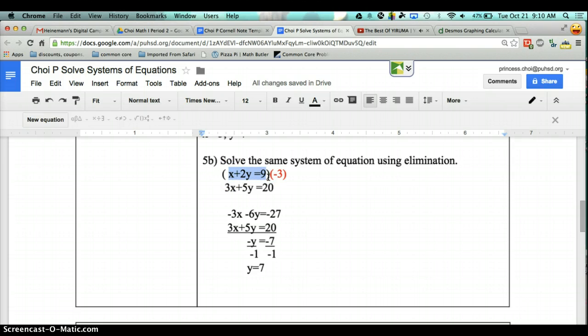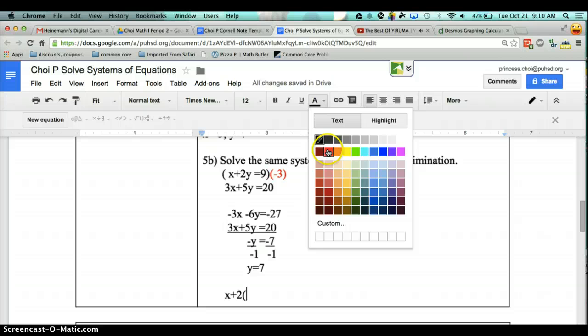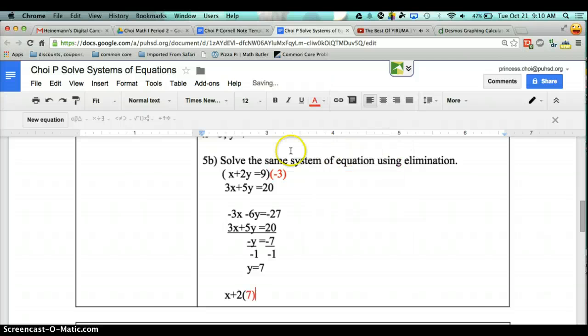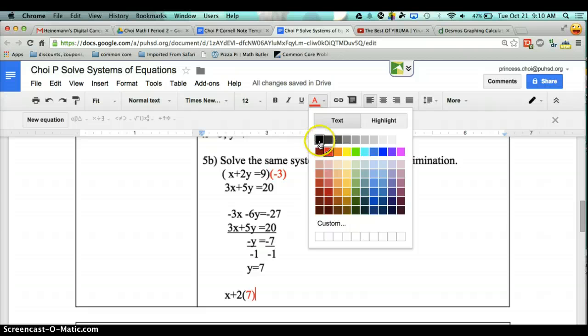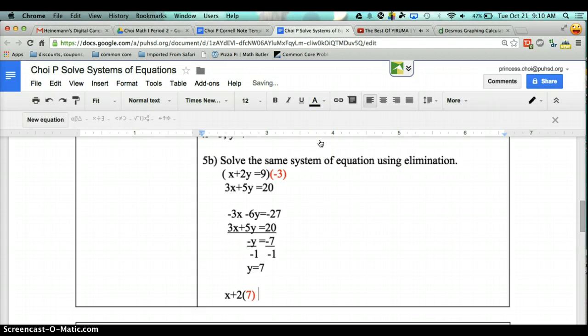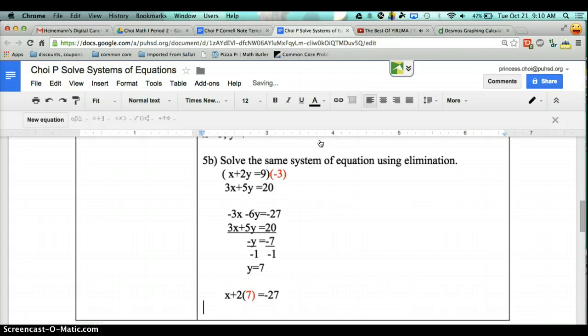Yeah, so I'm going to pick an equation, and I'm going to pick the top equation over here before we multiplied by -3. And instead of the y, I'm going to put the 7. So I'm copying x plus 2 times, and then y was 7, wasn't it? So I'm going to change my color, and I'm going to put a 7 there, right? Now I'm going to go back to black, and that equals -27. So now from here it's pretty clear. x plus 14 equals -27. So now we're going to subtract 14 from both sides, right?